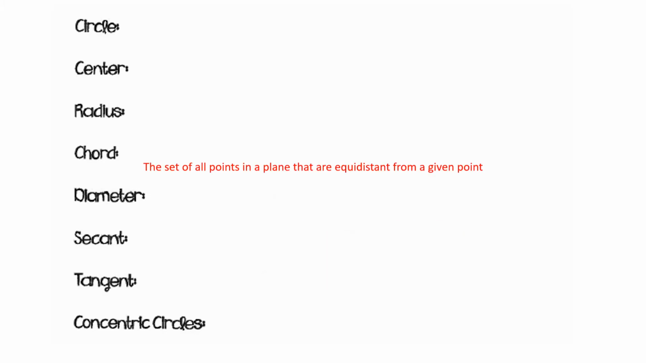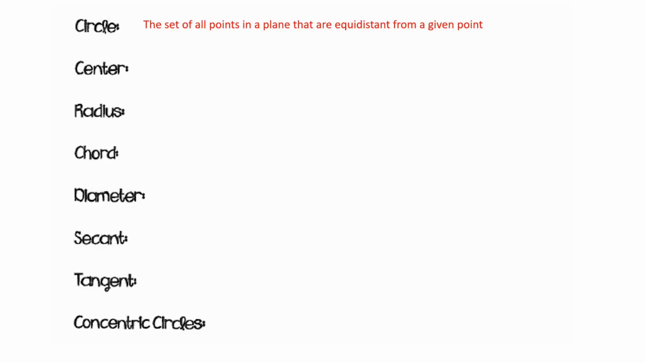But the definition that we use is that it's the set of all points in a plane. Remember back to unit 1, way back, about a plane that are equidistant from a given point. So that makes sense, right? That leads to our next vocab word, from a given point. That given point is the center, the point around which a circle is described.